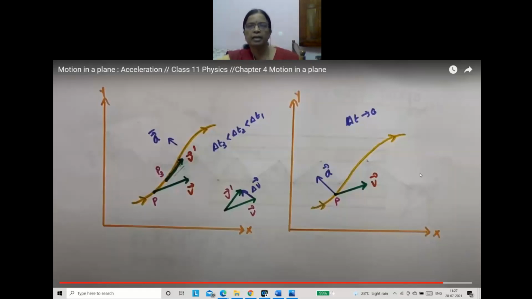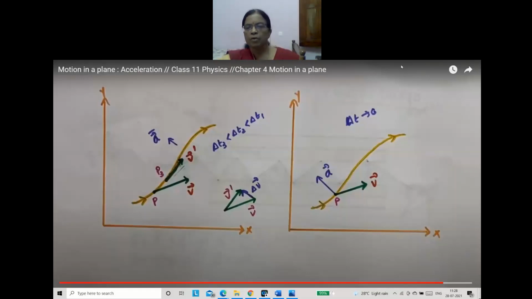When the body moves downwards, gravity is downward. What is the angle? 0. In that case, it is 0. Correct answer. So, either 0 or 180. Only two cases are there. When a body moves in one dimension, that is motion in a straight line, the angle between velocity and acceleration can be either 0 or 180 degrees.